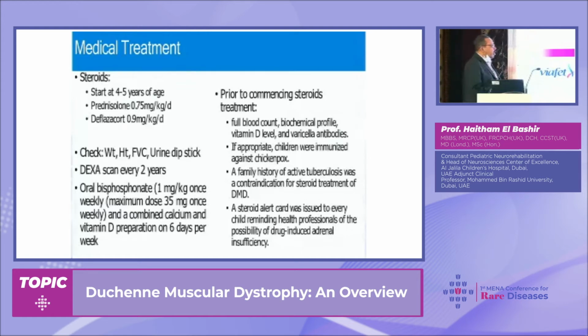We check their height and weight, and refer to pulmonology for monitoring of their forced vital capacity. They're really supposed to get DEXA scans every 2 years. You find that only in some hospitals. And if there is really severe osteopenia, our endocrinologists can sometimes put them on oral bisphosphonates, but they need to be monitored closely. We always check their vitamin D level and make sure that it's normal.